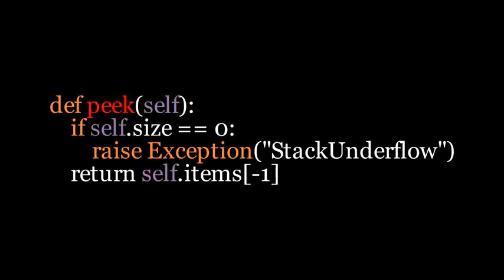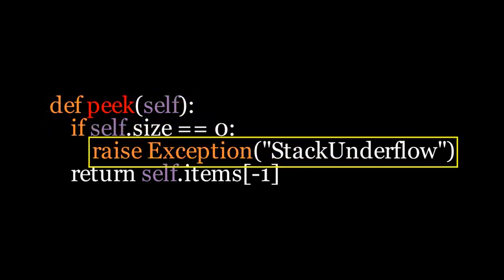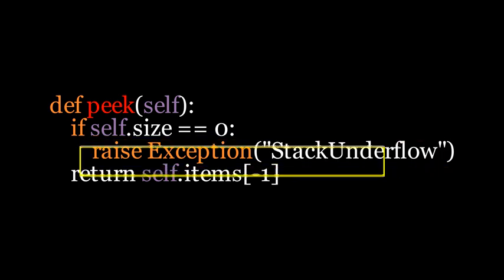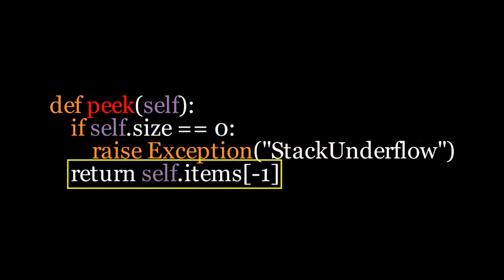There's also a peek operation that returns the top element without modifying the stack. We'll start by defining the peek method. First, it checks if the stack is empty. If it is, it raises a stack underflow error. Otherwise, it simply returns the top element without removing it from the stack.